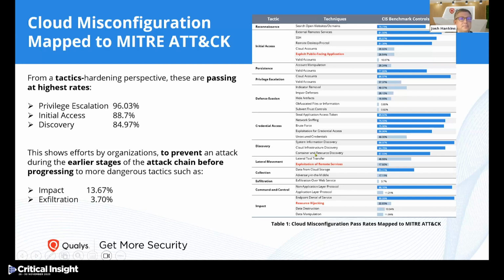So on the left, we found that the tactics from hardening, like prevent, privilege escalation, initial access, and discovery, all trended 85% higher. That's really wonderful. But in the attack chain, or the early stages, versus the impact and the exfil, those are really 4 to 14% passing the CIS benchmark. So that's a good place where you could start in terms of bolstering your defenses.